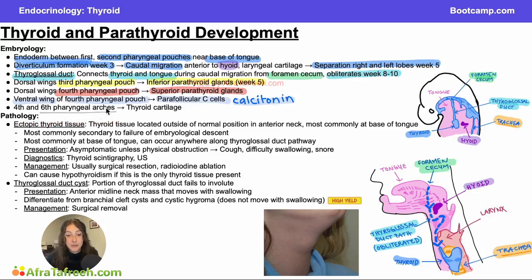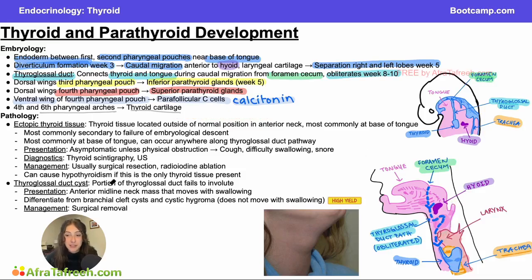Finally, the fourth and the sixth pharyngeal arches are going to give rise to your thyroid cartilage. And your thyroid cartilage, I didn't draw it here on this diagram, but it's going to be a little bit lower than the hyoid bone and a little bit higher than the thyroid. So you can imagine it somewhere in this region, even though it's not shown on your diagram.